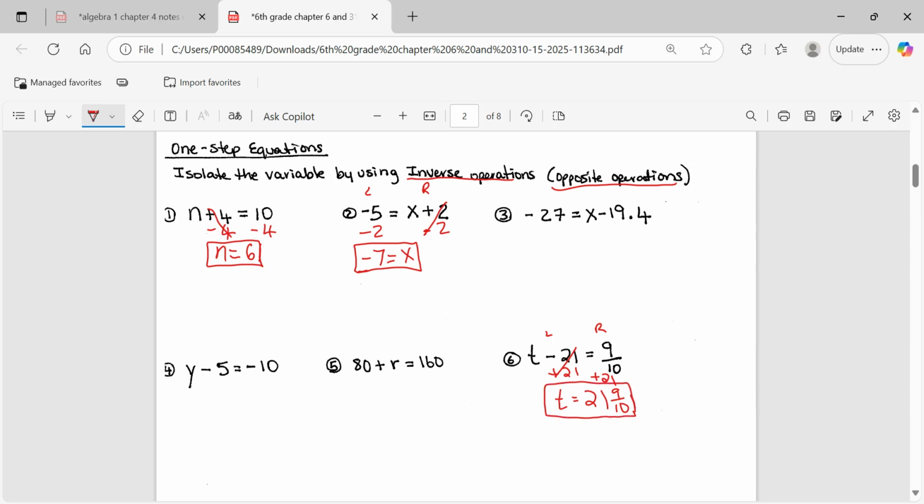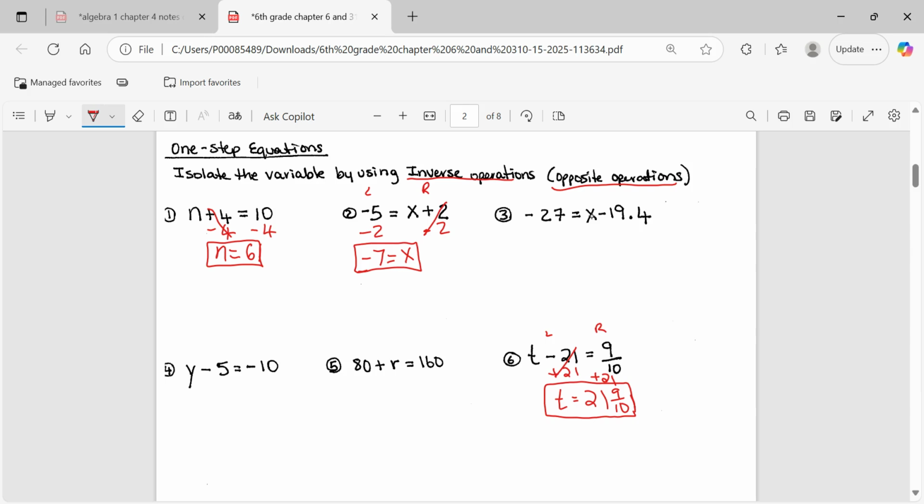I want you to pause and try 3, 4, and 5. Now that you are back and you have tried these on your own, I'm going to run through them.